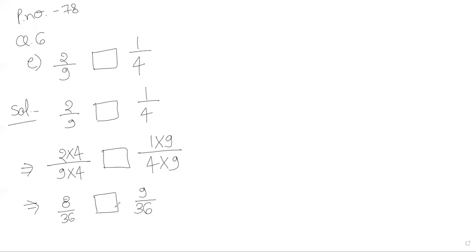See, now denominators are equal. And as I told you, first make denominators equal. So we made them equal. Now on the basis of numerators, we can conclude which one is greater. So now tell me, numerator 8 is greater or numerator 9 is greater? Which one is greater? Yes, 9 is greater. So the fraction 9/36 is greater. Therefore, 2/9, box, 1/4. Therefore, 1/4 is greater.